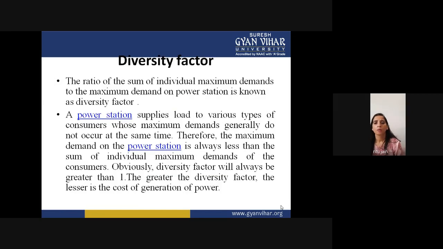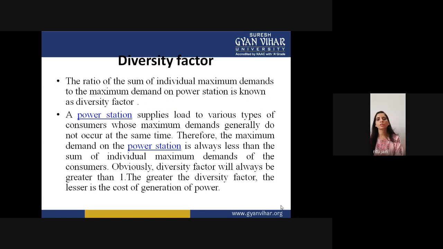Now, the important point is the diversity factor. Diversity factor is the ratio of the sum of individual maximum demands. Actually, there are different consumers, so we have to calculate the maximum demand of different loads. The ratio of the sum of individual maximum demands divided by the maximum demand of the power station is known as diversity factor.